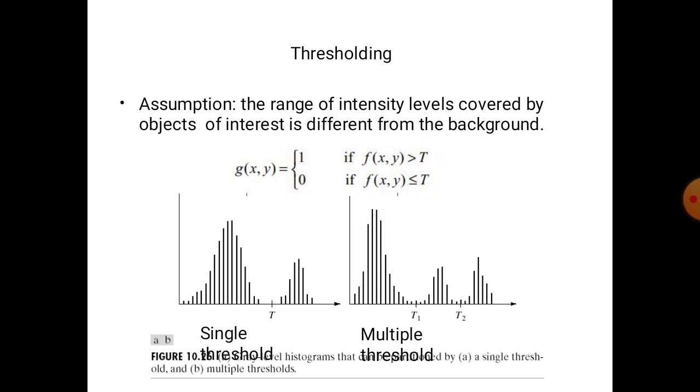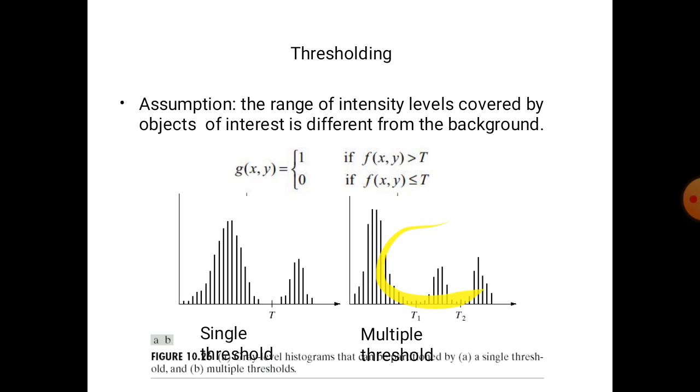When the value of T changes over an image, we use the term variable thresholding. The term local or regional thresholding is used sometimes to denote variable thresholding in which the value of T at any point (x,y) in an image depends on the properties of a neighborhood of (x,y).